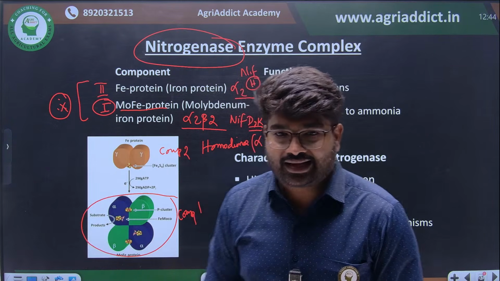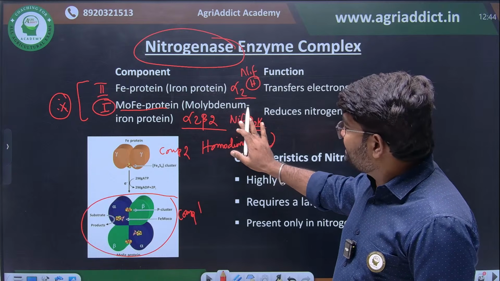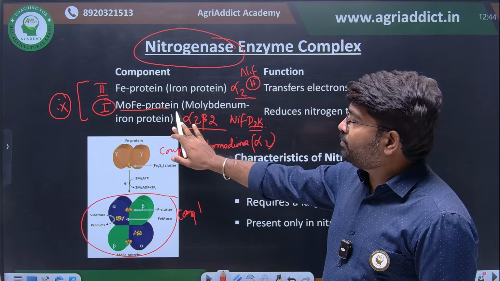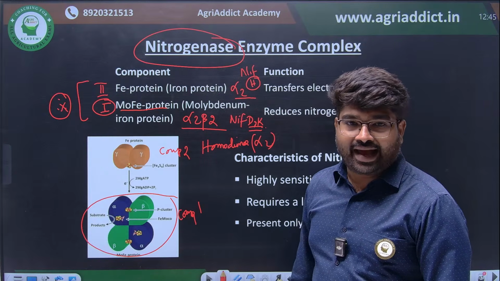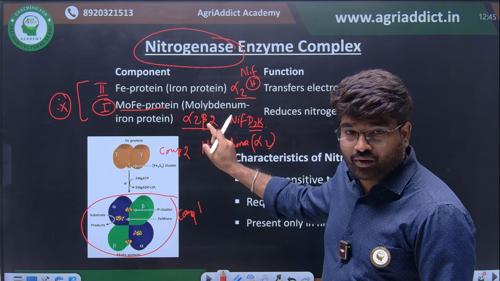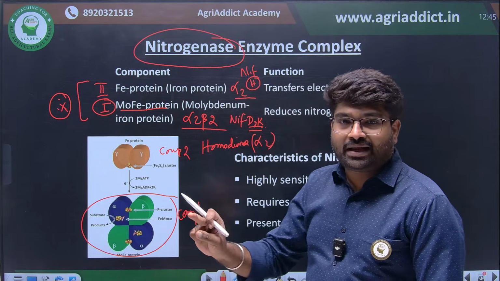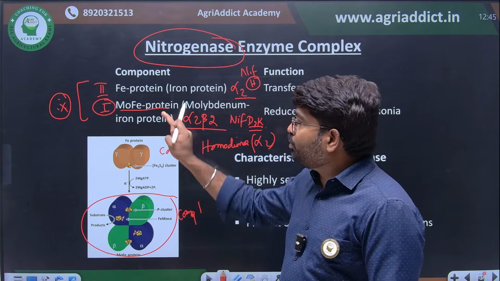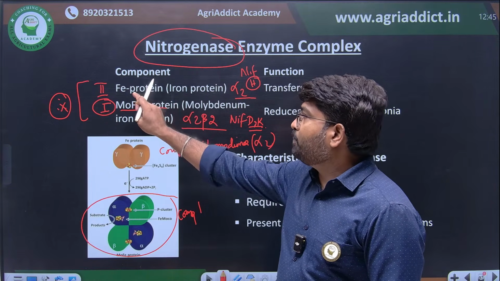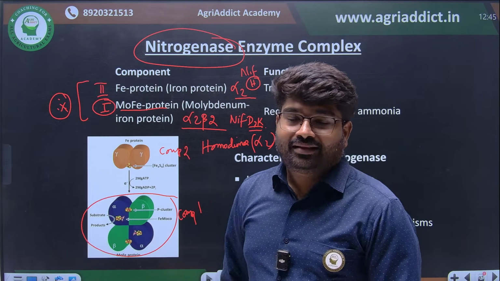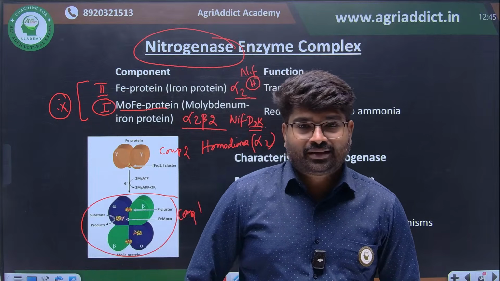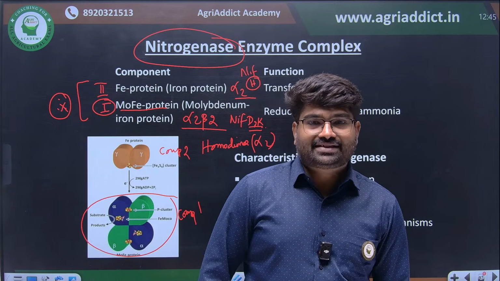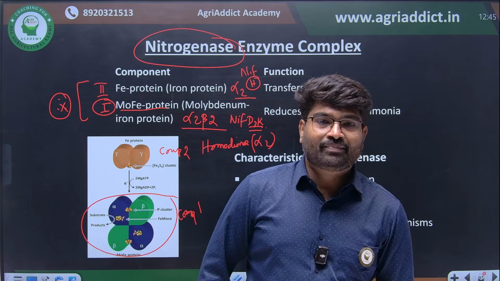This is clear. So what are the genes that will code the molybdenum iron protein, and what are the genes that will code the iron protein component? This is very important and you have to remember: component 1 is the molybdenum iron protein, component 2 is the iron protein. They can ask what is the cofactor for the nitrogenase enzyme. It's a molybdenum containing enzyme, so molybdenum will act as the cofactor.